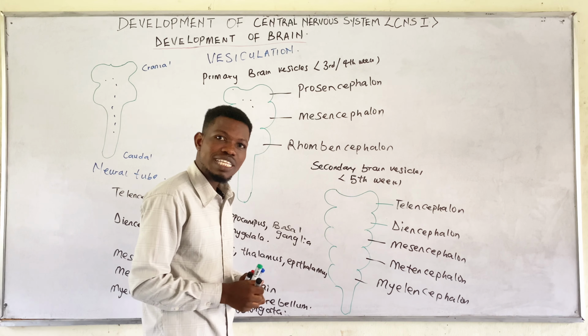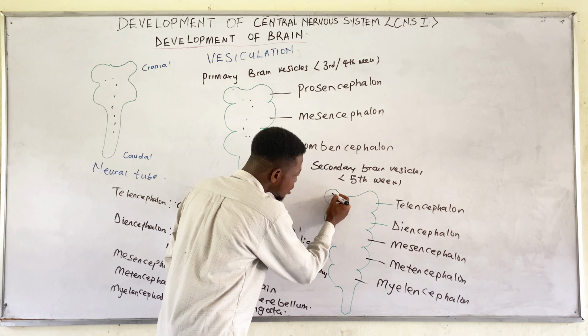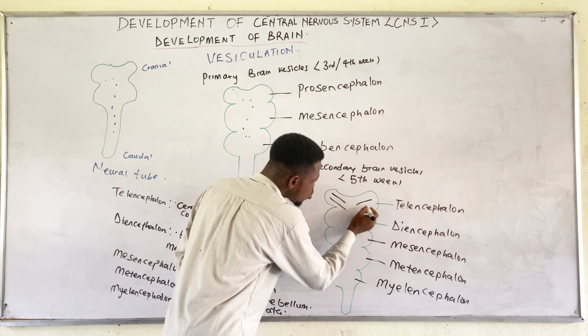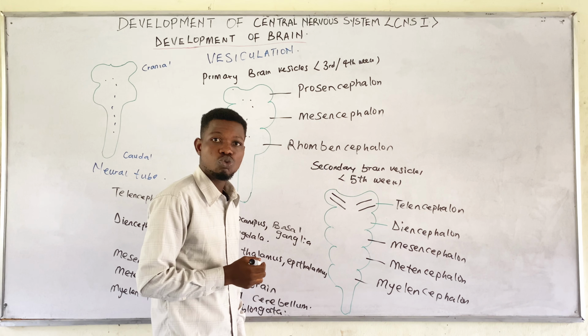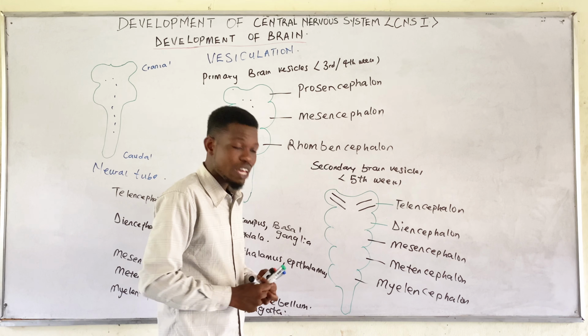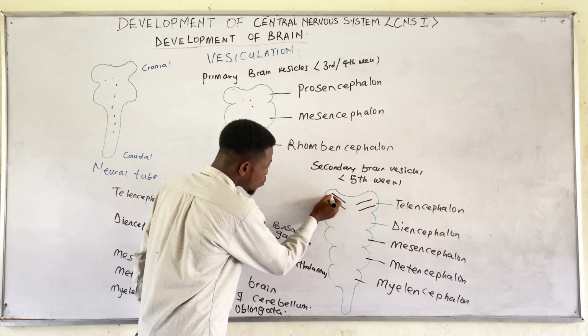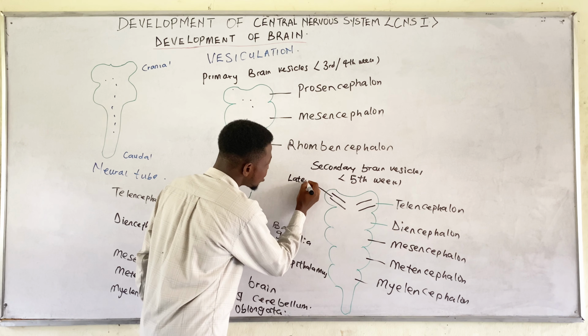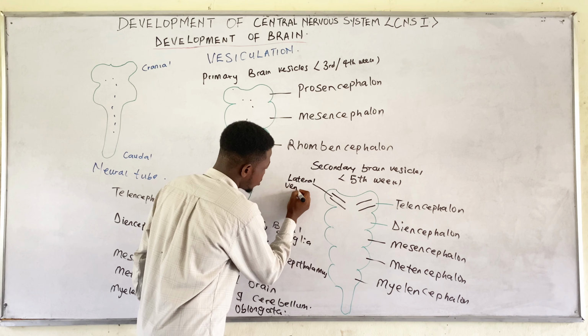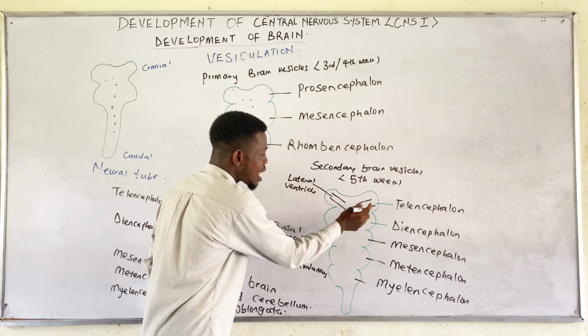So the cavity of the telencephalon will give rise to two ventricles. What do we call the ventricles? We call them lateral ventricles. So this is what we call the what? Lateral ventricles. They are two in number, two lateral ventricles.